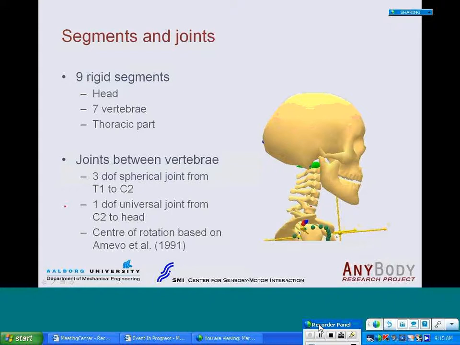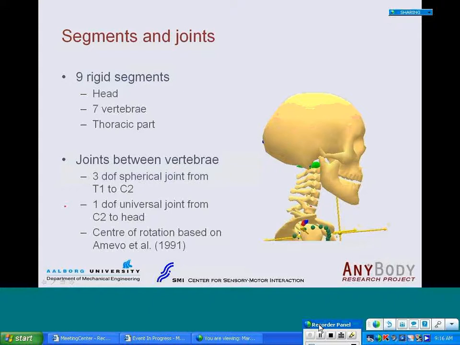The upper 2 joints are a special design in the neck. Between C1 and C2, we have a 1 degree of freedom universal joint, which is for rotation. So when you rotate the head, most of the movement takes place between C1 and C2. The other one is between C1 and the head, which is also a universal joint, but with the axis in a different direction for extension and flexion. So in extension and flexion, most of the movement in the neck takes place between the head and C1.